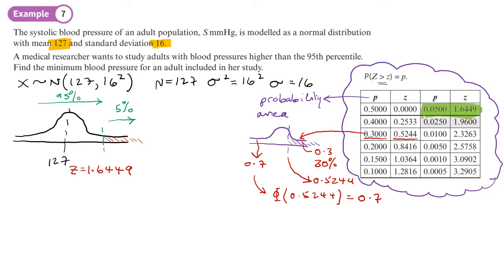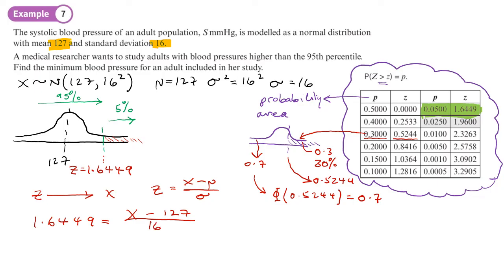Now I want to convert that Z value to an X value. I know the value of Z, but I want to change that Z value into an X value. Now how do I do that? I use this. So the Z value is 1.6449. I want to find the X value, but I know the mean, 127, and I know the standard deviation is 16, not 16 squared. So I should be able to work that out.